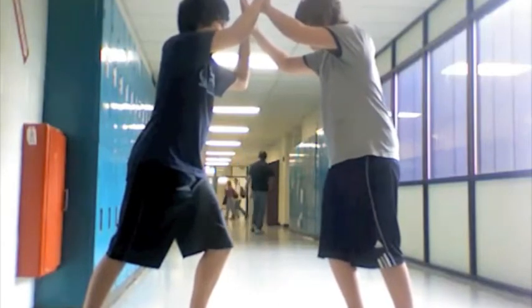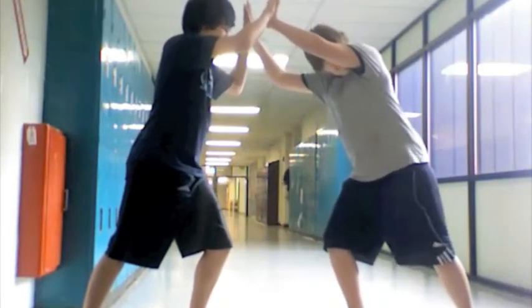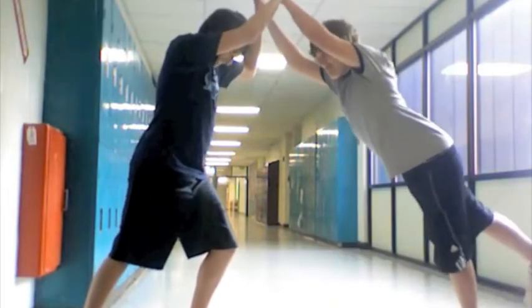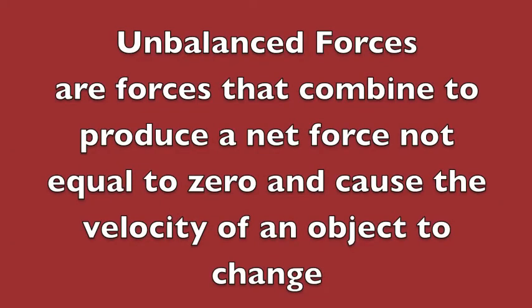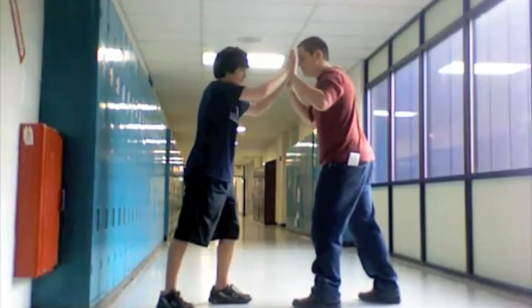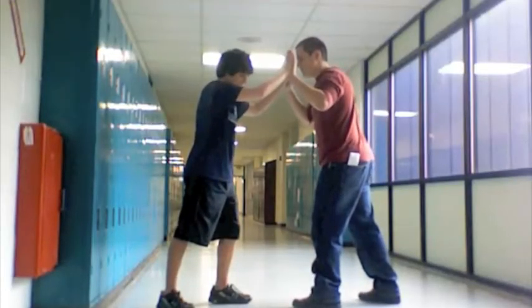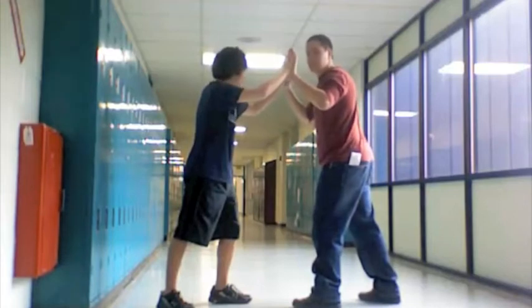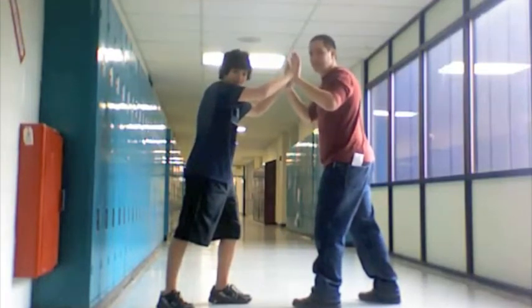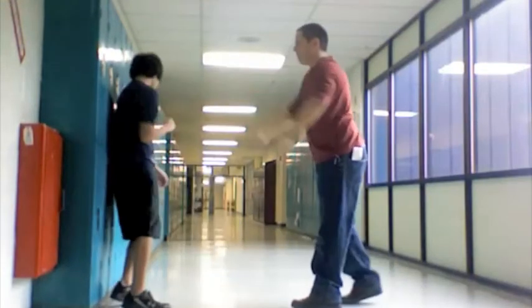Nick and Austin's forces are equal to each other, and they are in opposite directions, and they are not moving. Unbalanced forces are forces that combine to produce a net force not equal to 0 and cause the velocity of an object to change. Dominic applies more force to Nick, so Nick falls back into the lockers.